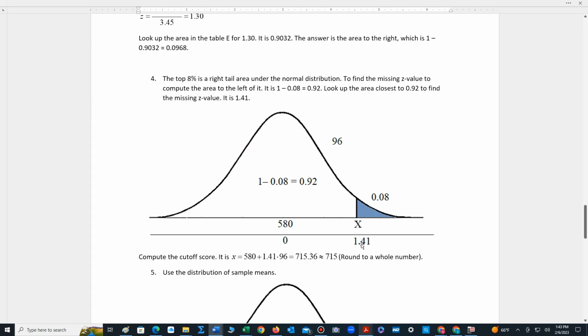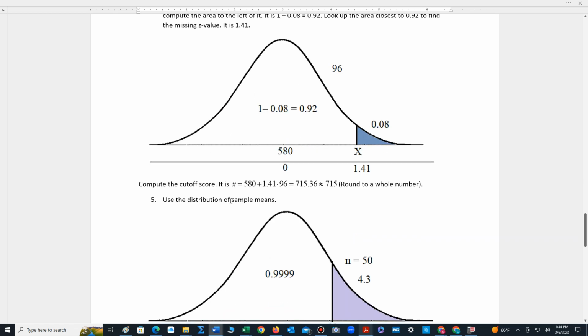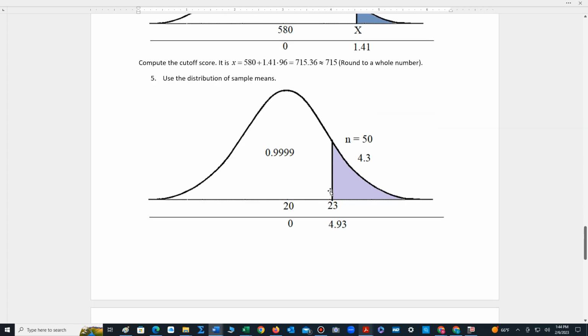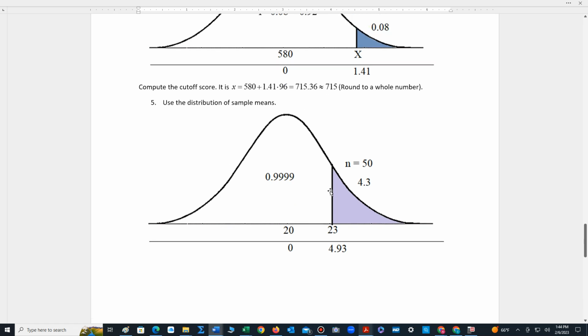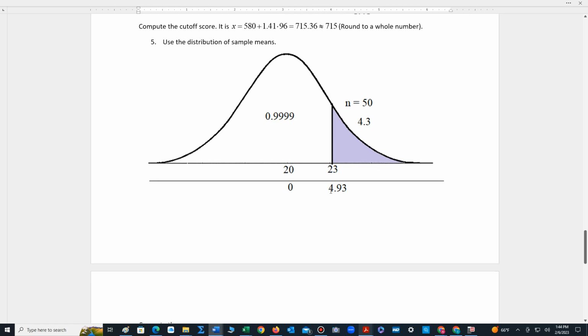So our process is we have to draw the normal distribution, shade in the area, use the areas to get the z-value. Once we have the z-value, we calculate the cutoff score. X is the mu, 580, plus the z-value, 1.41 times standard deviation, 96, which rounds to 715.